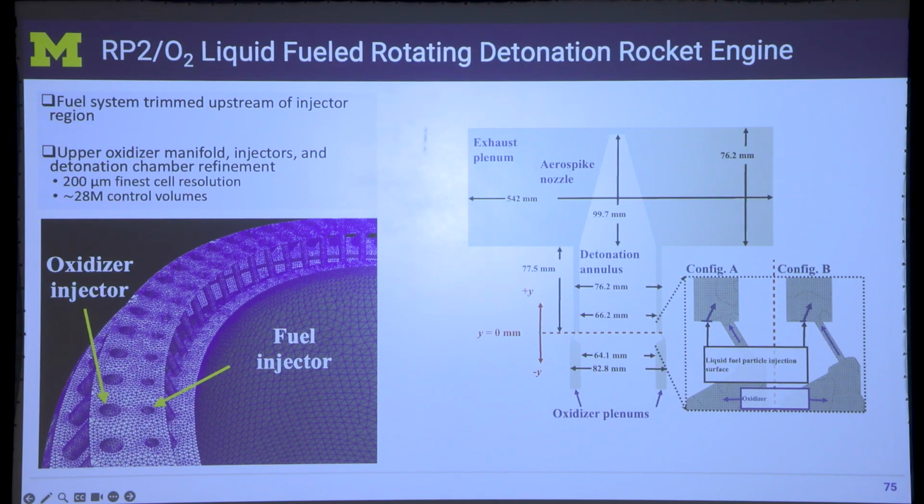So these are the configurations. There are 72 pairs of fuel and oxidizer injectors around the circumference. And this is the faceplate between the inner cylinder and the outer cylinder. And now a detonation wave is going to pass through. So I'm going to show you how this thing works.